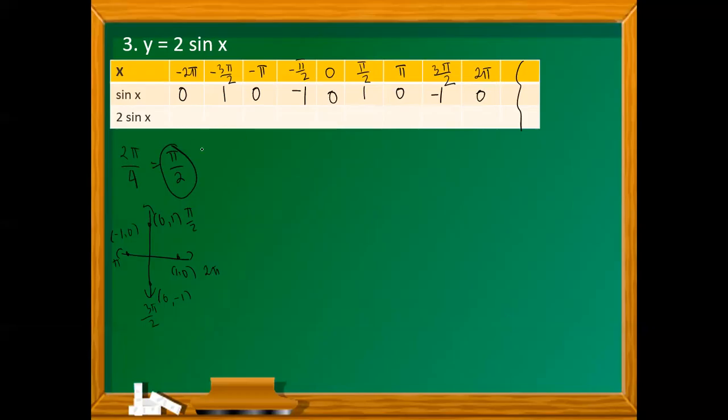Now, since we have a 2 factor here, we will multiply each result by 2. So this is still 0. Then we have 2, 0, negative 2, 0, 2, 0, negative 2, 0. So this will serve as the x coordinate while the last row will serve as the y coordinate.